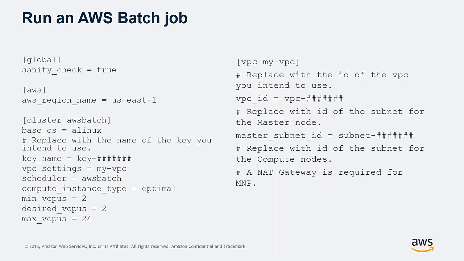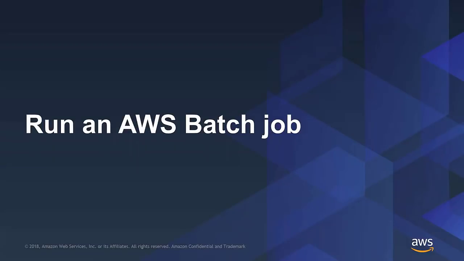And we also have to specify the VPC, the master subnet, and so on. It's very important to remember that recently there has been an important upgrade on Batch. Now Batch can also support MNP, which stands for multi-node parallel jobs. So you can now also run MPI jobs on AWS. But in order to use this functionality, it's important to deploy a NAT gateway in the subnet that you will use for your computing nodes. Okay, so that's all. Let's run an AWS Batch job on AWS.